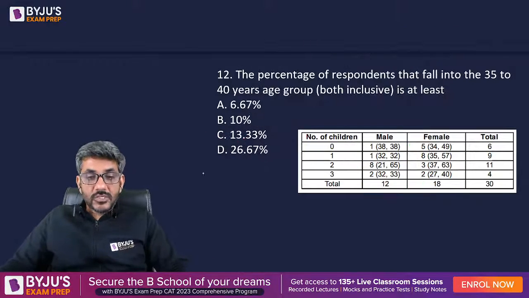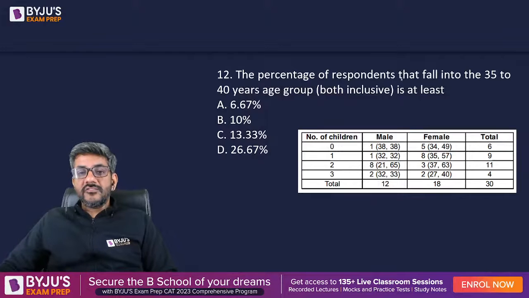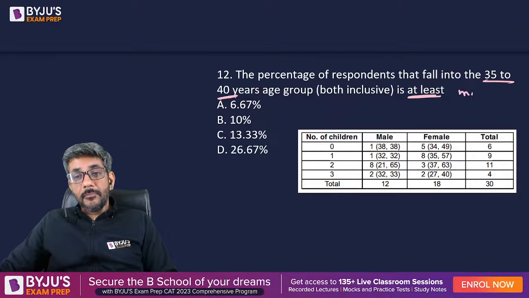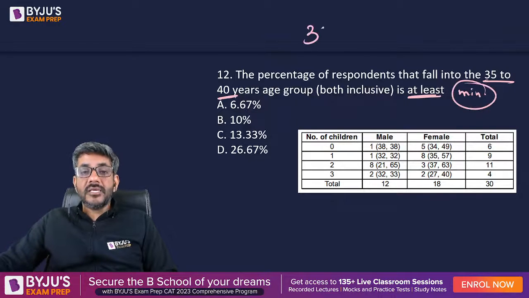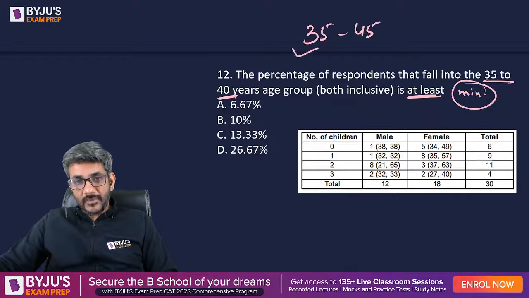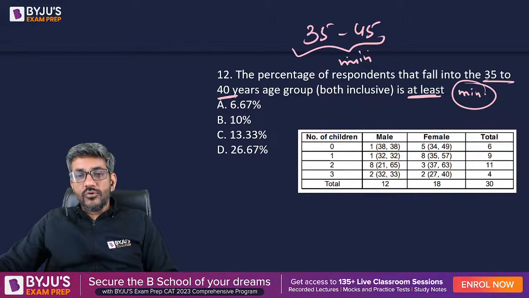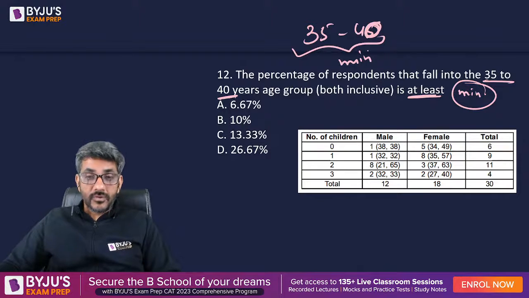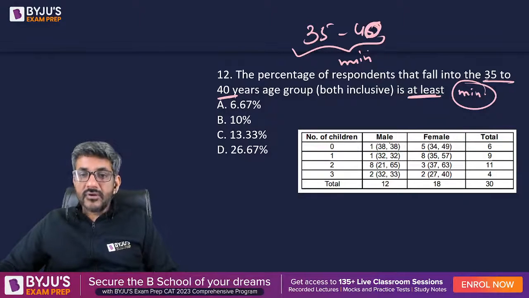This brings us to the last question of the day. The percentage of respondents that fall into 35 to 40 is at least... At least means minimum. We want to minimize the people in this range, right? And keep in mind that both the points, 35 and 40, are included. They are both included. Once again, let's start talking about it first.